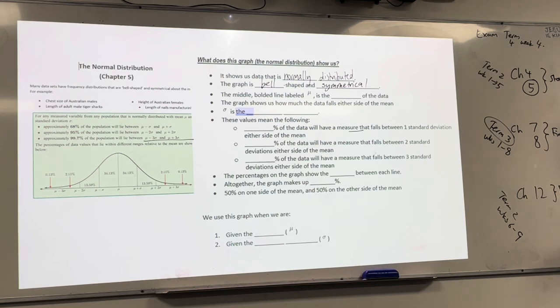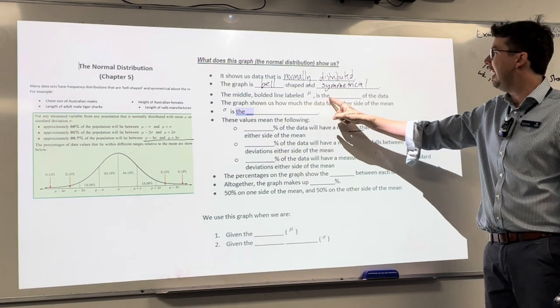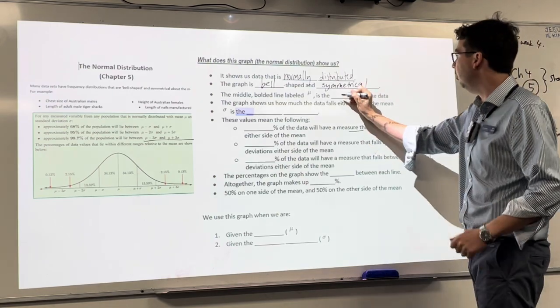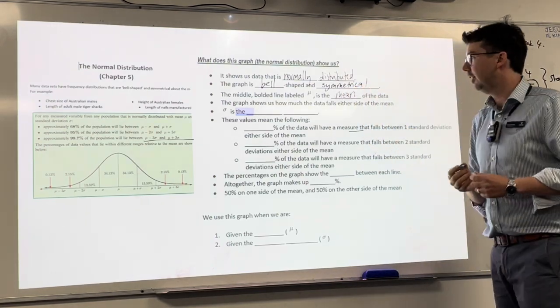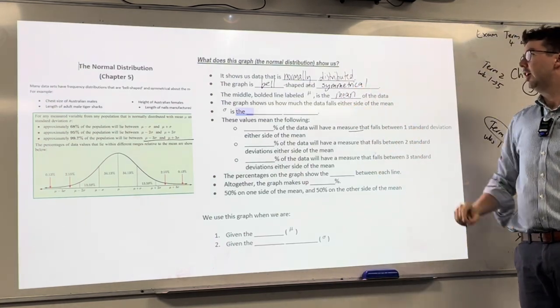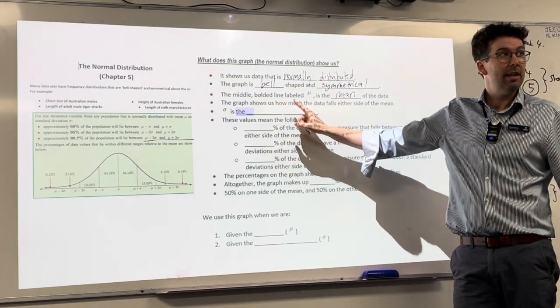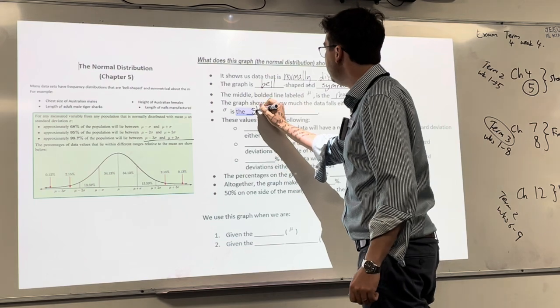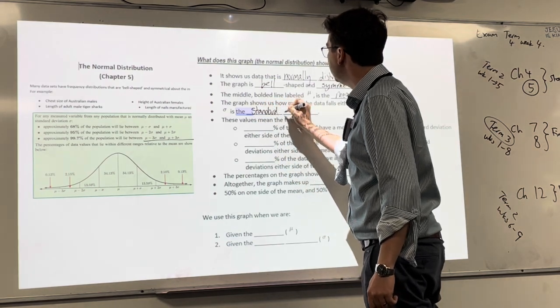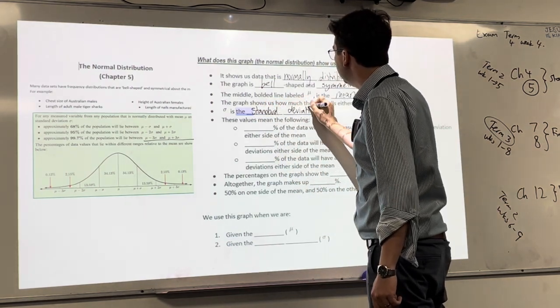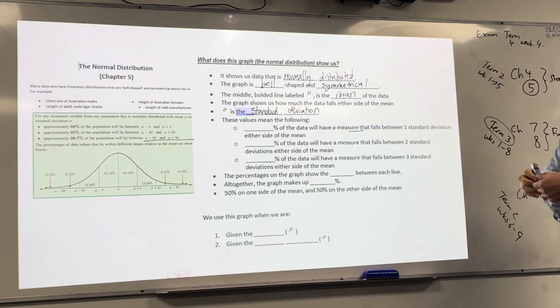The middle bolded line, mu, is the mean. Good. Sigma is the standard deviation. All right.